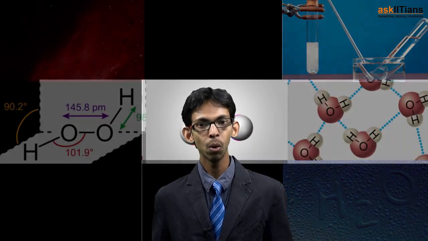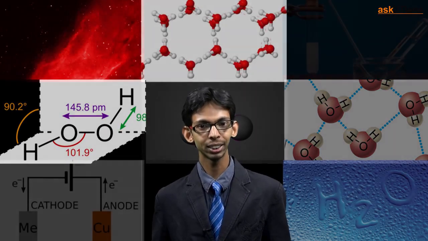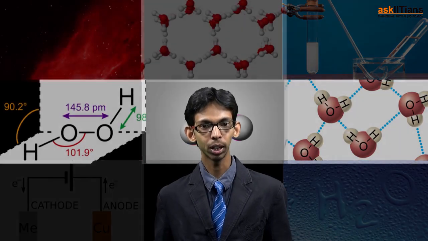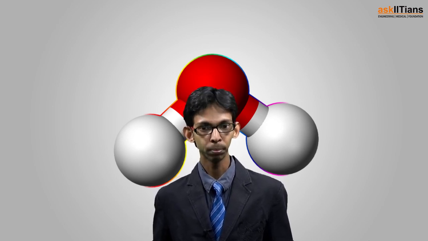Hello students, in this video we are going to study another compound of oxygen and hydrogen which is similar to water in structure and formula, but still it is highly different from water because water is essential for life, but this compound known as hydrogen peroxide is poisonous for life and it is highly flammable. So let's study its chemical and physical properties.